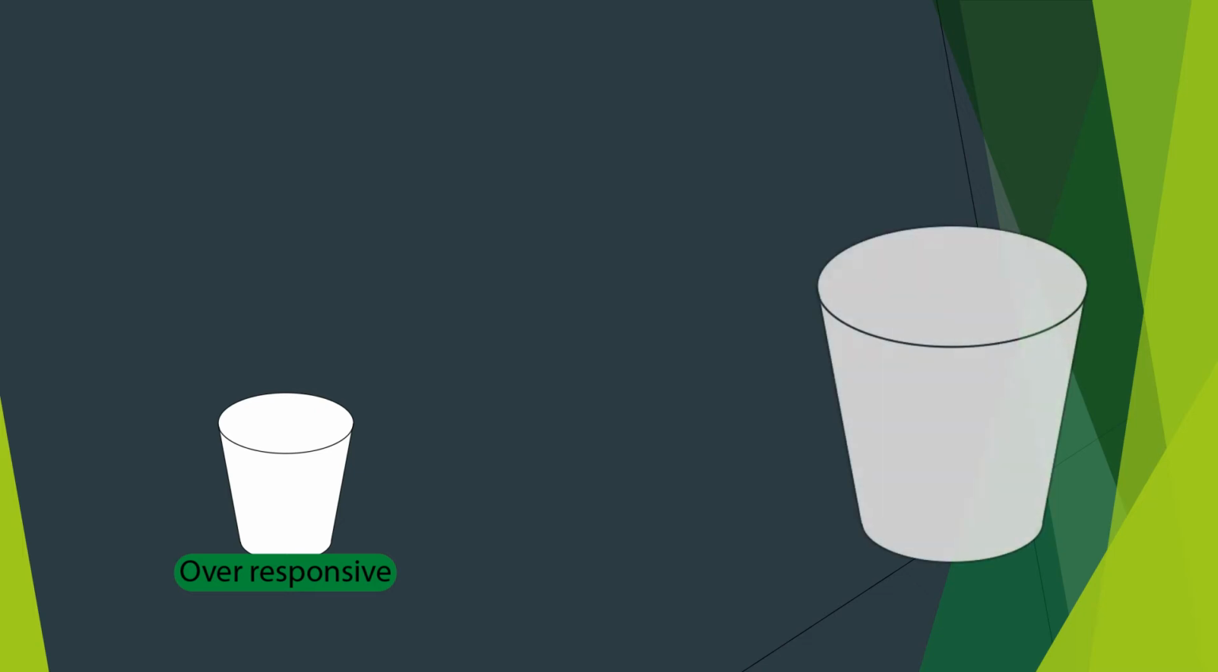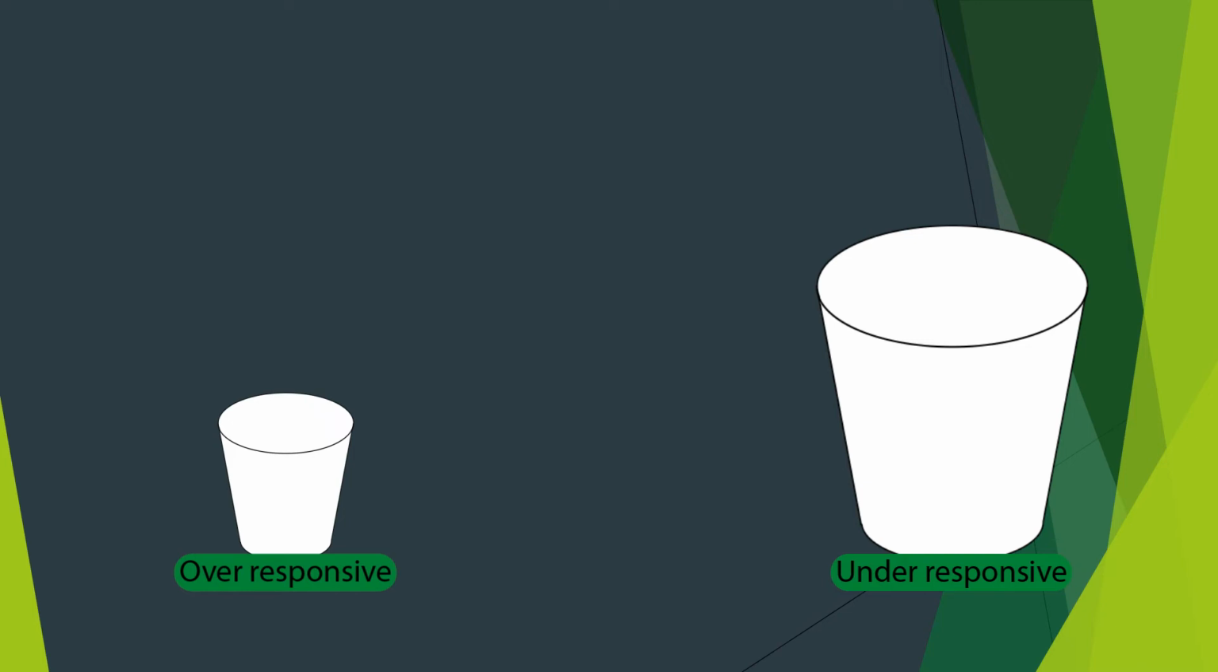An individual with a small cup is referred to as over-responsive. They are quick to over-respond to sensory input. An individual with a large cup is referred to as under-responsive. They under-respond to sensory input. There are some behaviours that we see in over-responsiveness and under-responsiveness.